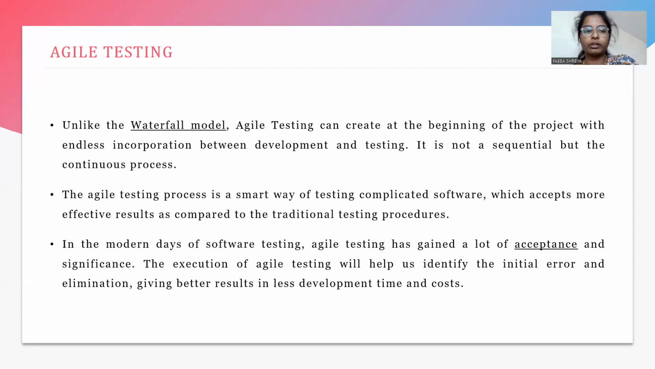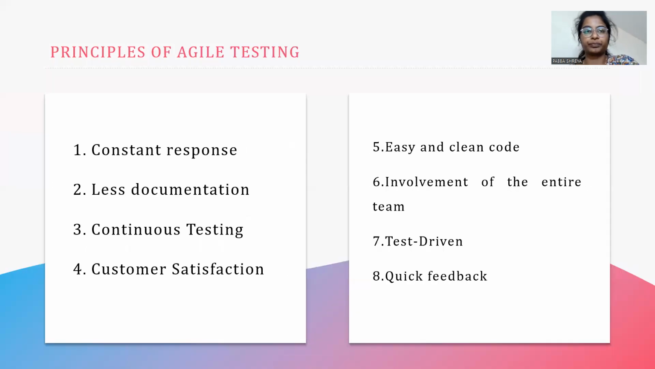So in the modern days of software testing, agile testing has gained a lot of acceptance and significance. The execution of agile testing will help us identify the initial error and eliminate it, giving better results in less development time and costs. So next, coming to the principles of agile testing, there are 8 principles of agile testing, and let us go one by one.